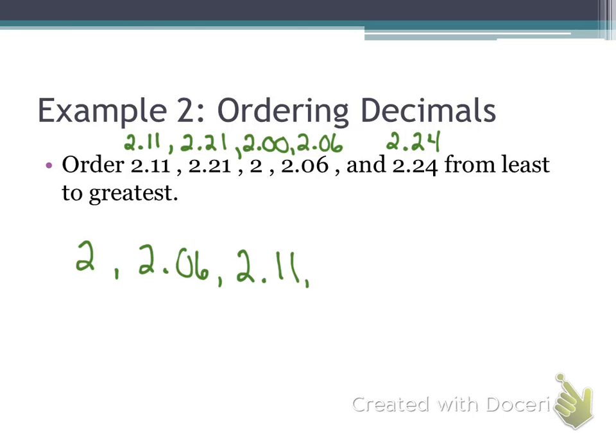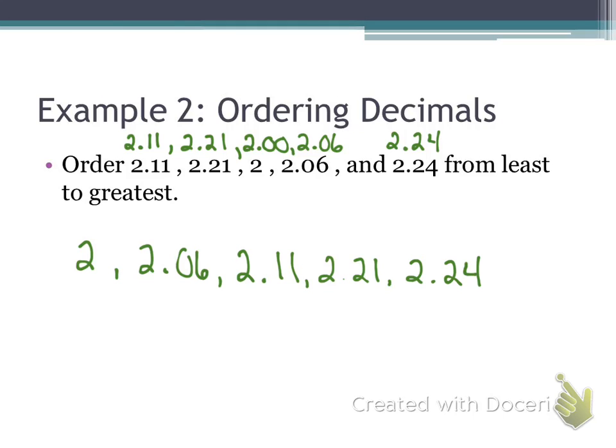Now what's our next one? 2 and 21 hundredths. And then our final one? 2 and 24 hundredths. Okay, any questions on, wow, that's not straight. I had it zoomed in, sorry about that. Any questions on ordering decimals? So make it an equal number of decimal places, and then you can clearly see which one's smaller and which one's bigger. All right, questions, guys. Questions on example 2. Anything?